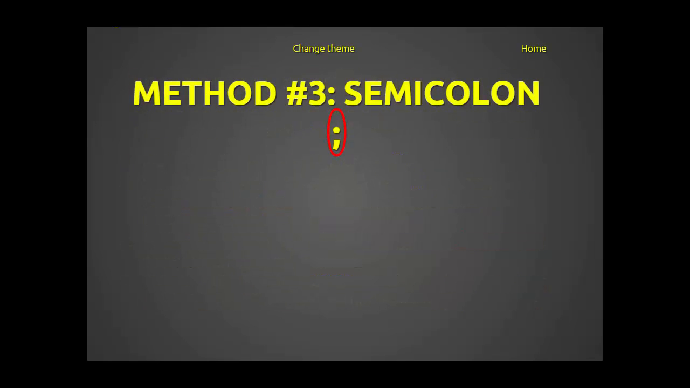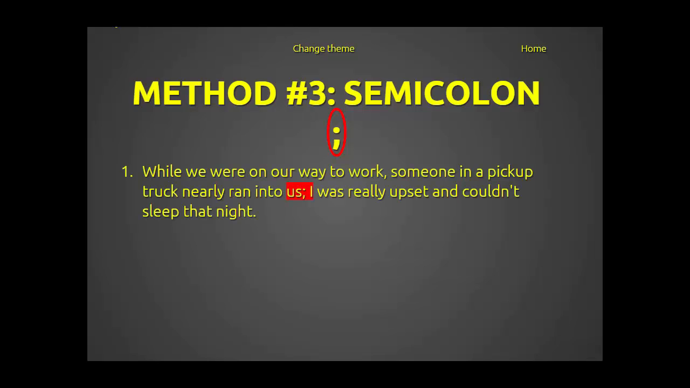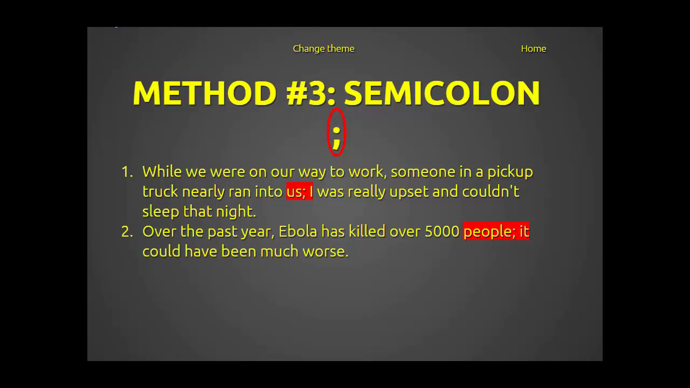The third method is just to simply use a semicolon, and you can connect just two sentences with a semicolon at a time. You can't string them along like a period. While we were on our way to work, someone in a pickup truck nearly ran into us, semicolon, I was really upset and couldn't sleep that night. So it's almost just like a period, except again, you can only do two sentences at a time with this. And the word following the semicolon is not capitalized, unlike with a period.